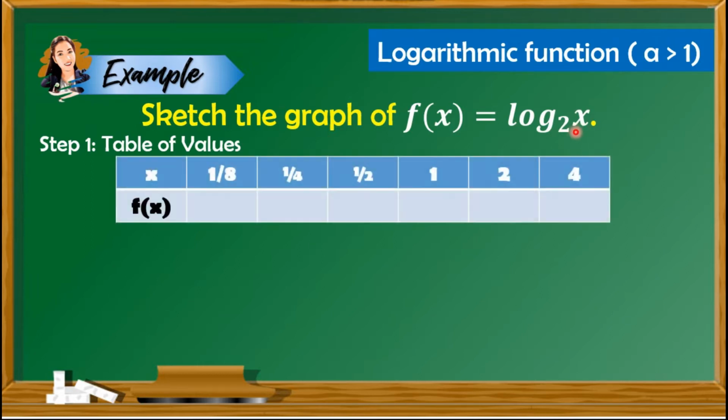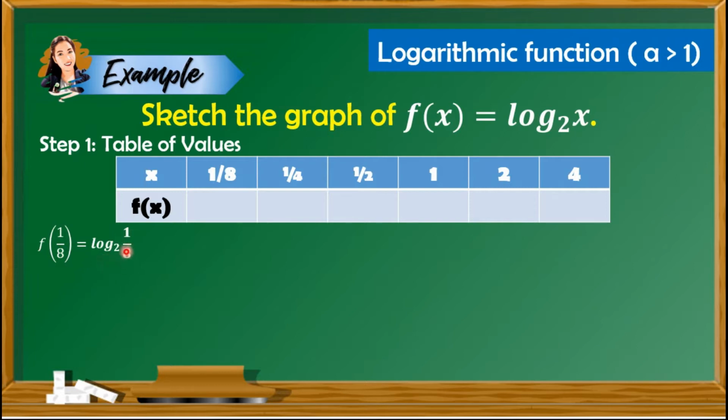So in our table of values, we have 1/8, 1/4, 1/2, 1, 2, and 4, which are all greater than 0. And to solve for f(x), all we need to do is plug in each value of x to our given function. To begin with, let us have 1/8. So we have f(1/8) = log base 2 of 1/8.